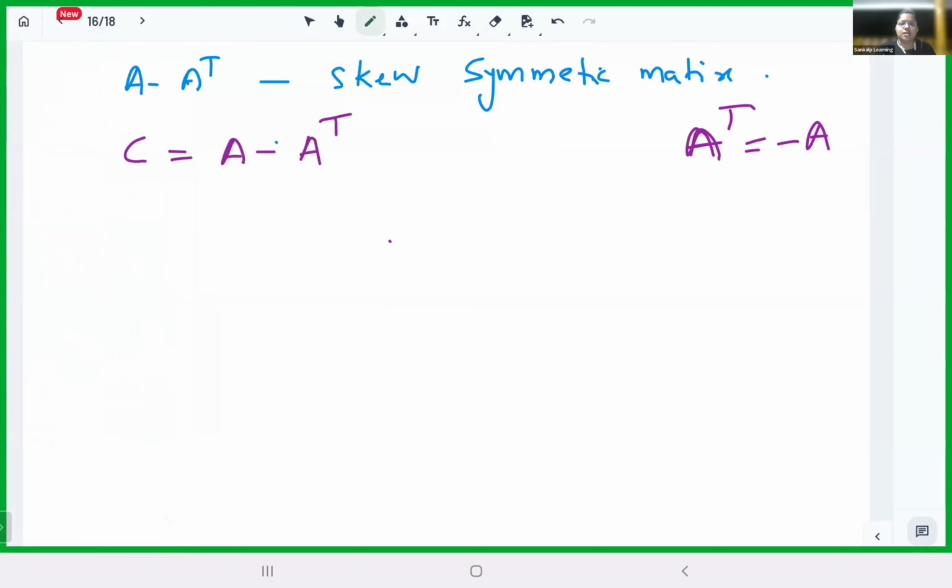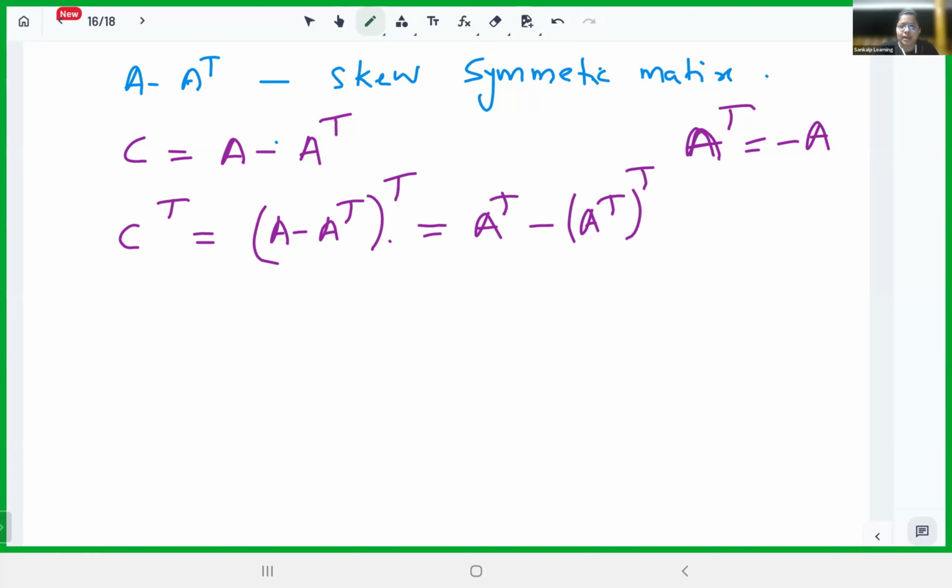C is equal to A minus A transpose. Now we have to find out the transpose of the matrix, that is C transpose. What is C transpose? It is nothing but A minus A transpose, the whole transpose. By the property of transpose, we can give the transpose to each of the elements, right? So it will become A transpose minus A transpose, the whole transpose. A transpose is itself. What about A transpose, the whole transpose? It will become A. So this is A transpose minus A.